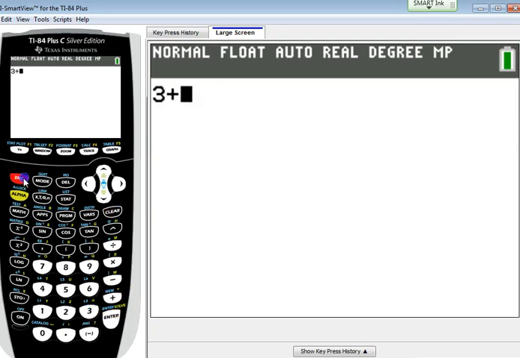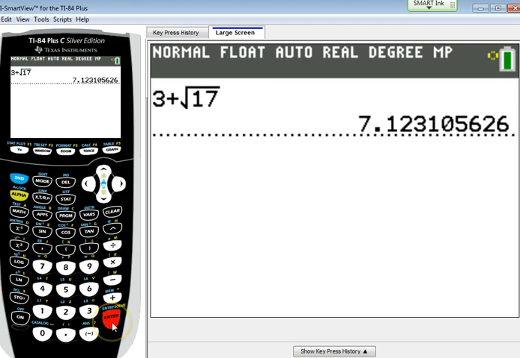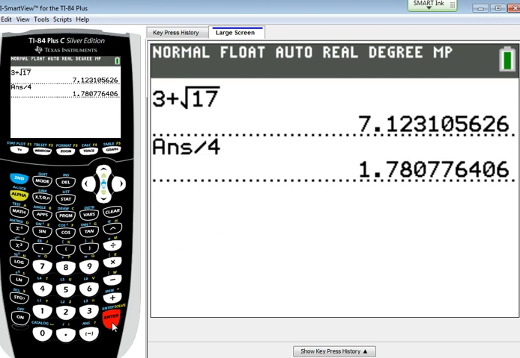3 plus radical 17. Make sure you are doing the top and then the bottom. You get like 1.7807. Okay. Remember, this is not your answer, so we don't want to round this too much. So let's do like 1.781.